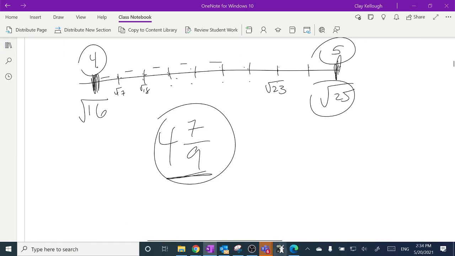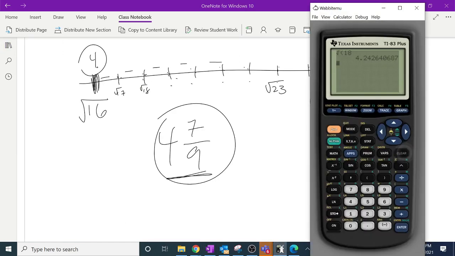Like again, let's go to the calculator. Oh, calculator, what is the square root of 23? Not bad. What is 4 and 7/9? 4 plus 7/9. Well, I actually already know this. It's 4.7 repeating. So it's only off by 2/100ths. That's pretty good. A little over 2/100ths.